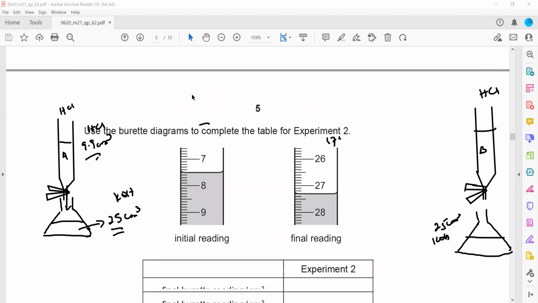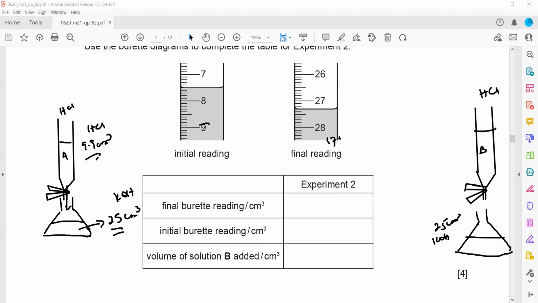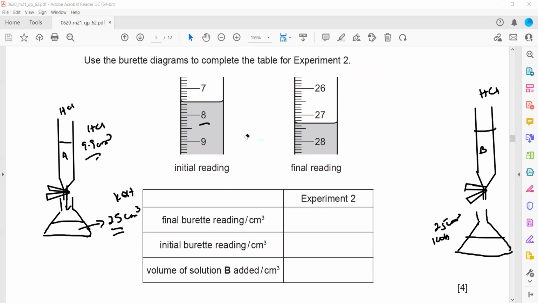And now with solution B, we have the initial burette reading and the final burette reading. So what is the initial burette reading? That is 7.5. So initial is 7.5 and final is 27.3. Then we take a difference, 27.3 minus 7.5, so it is 19.8. So 19.8 cm cube of B, HCl, is needed.